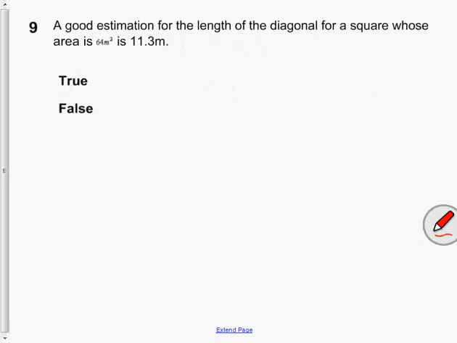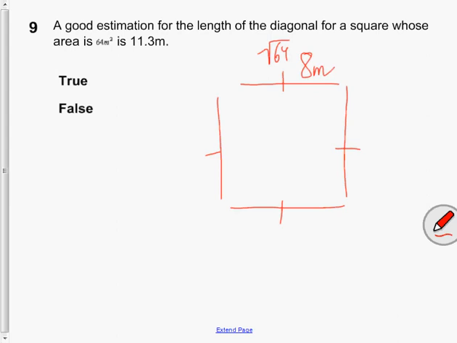Question 9: is a good estimation for the length of the diagonal for a square whose area is 64 meters squared 11.3? I'm going to first draw the square. The area is 64 meters squared. So if the area of a square is 64 meters squared, because it's a square, we know that the side lengths are all equal, and the side length has to be the square root of 64, or 8 meters, because 8 meters by 8 meters would give me the area 64.